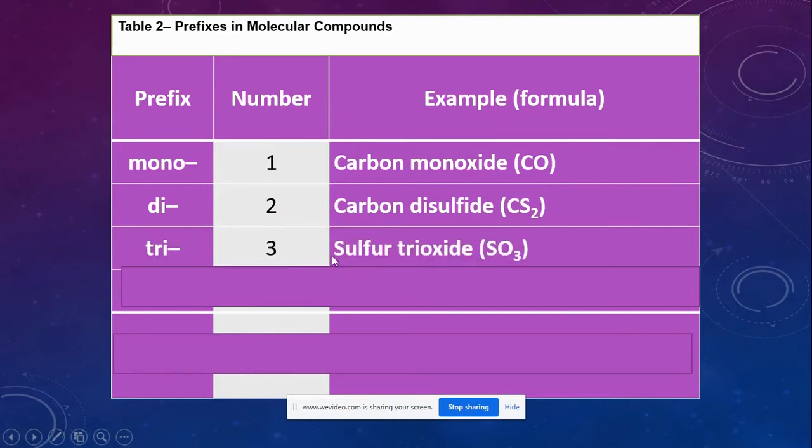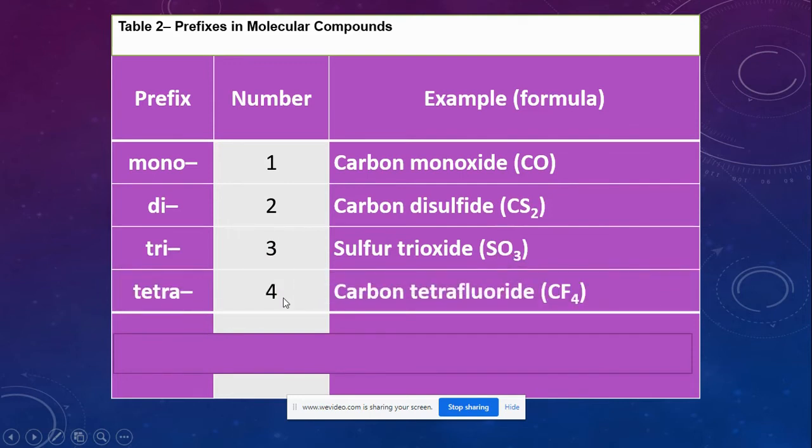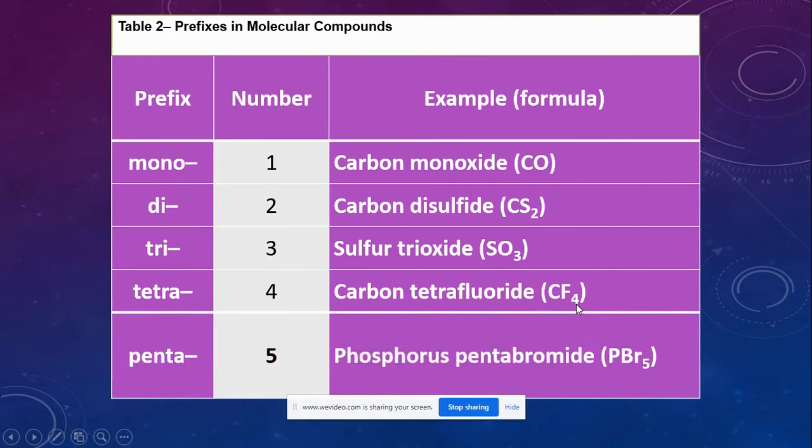Tri is 3. So when you have SO3, you would say sulfur trioxide. Tetra is 4. So it'd be carbon tetrafluoride because it's CF4. And penta is 5. So in this case, PBr5, you would say phosphorus pentabromide.